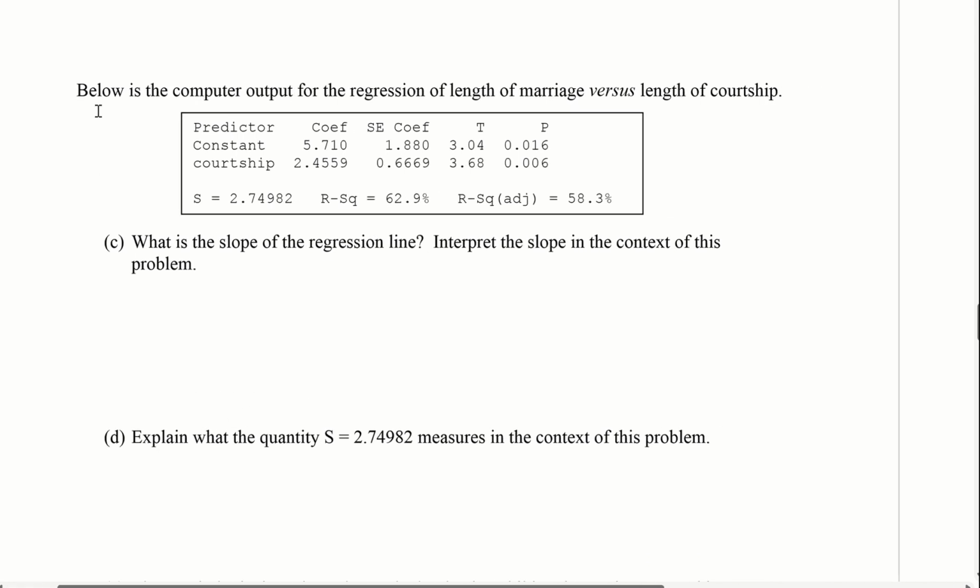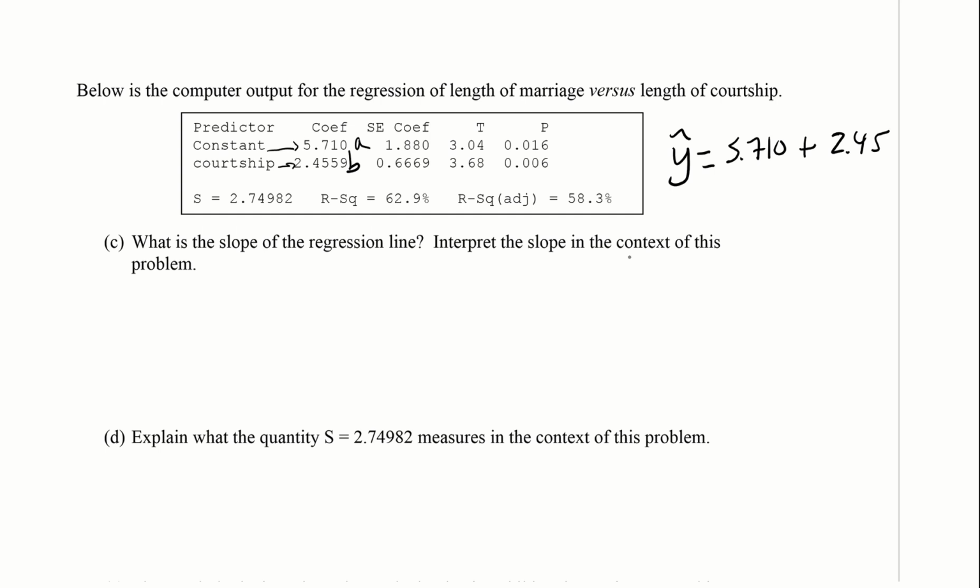So now for part C, it says below is the computer output for the regression of length of marriage versus length of courtship. What is the slope of the regression line? Let's write the equation of the regression line here, just to practice it. The constant is a, and the coefficient for courtship is b. So the equation is 5.710 plus 2.4559x. There's our equation.